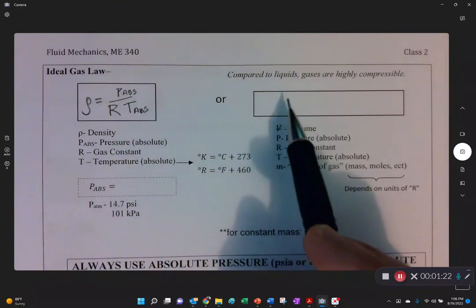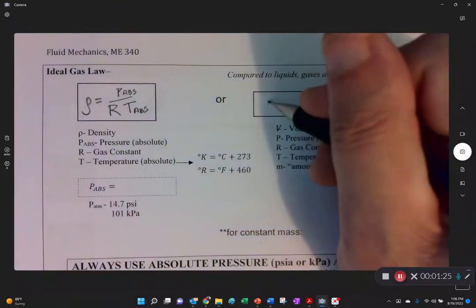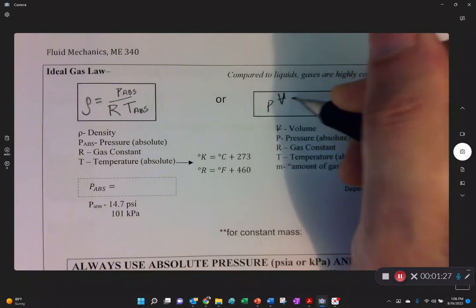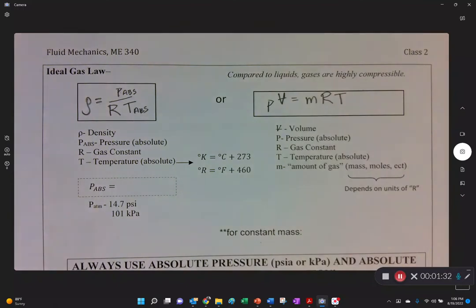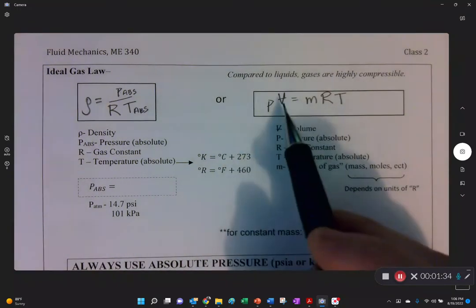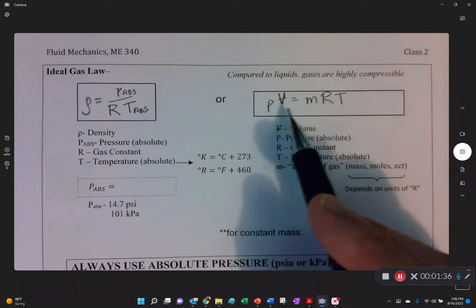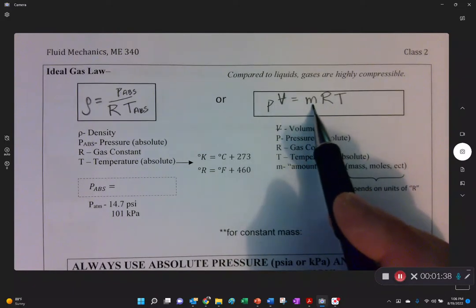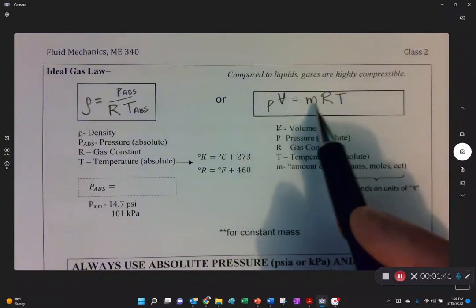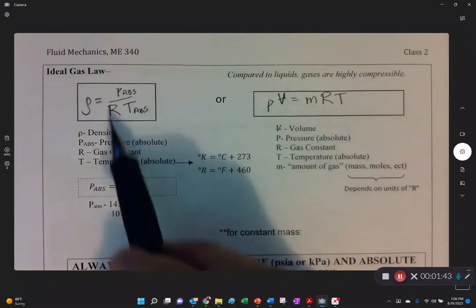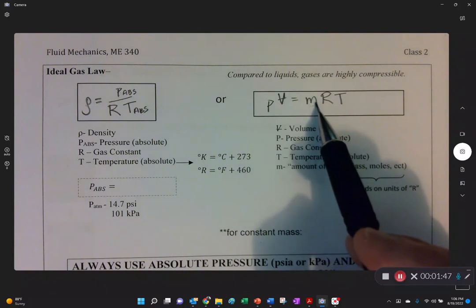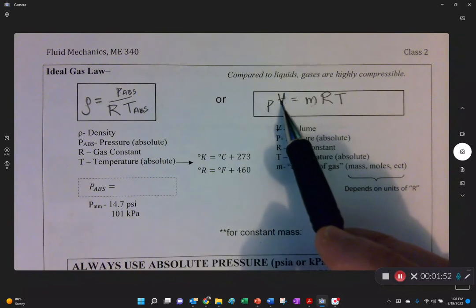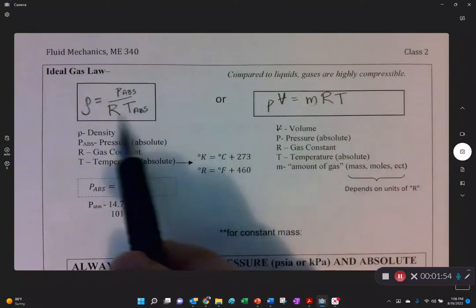I kind of prefer this way over here, and I'll write it PV equals mRT. That just rolls off the tongue. That's just one way to memorize it. PV equals mRT. Now, it's not nRT, because that would be the number of moles, right? We're talking about the actual mass. So you can see it's actually the density, the mass divided by the volume. So these are the same thing.